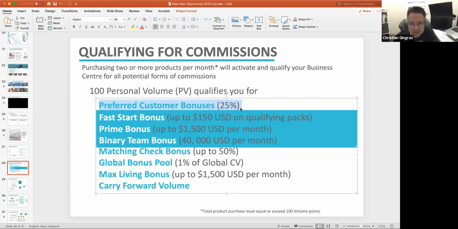Further down, on further slides, we'll talk about the fast start bonus, the prime bonus, and the team bonus. I don't get into the numbers here because we're going to spend quite a bit of time over the next 3 slides explaining those 3. So I don't need to get into details here. It's just a little surface overview.